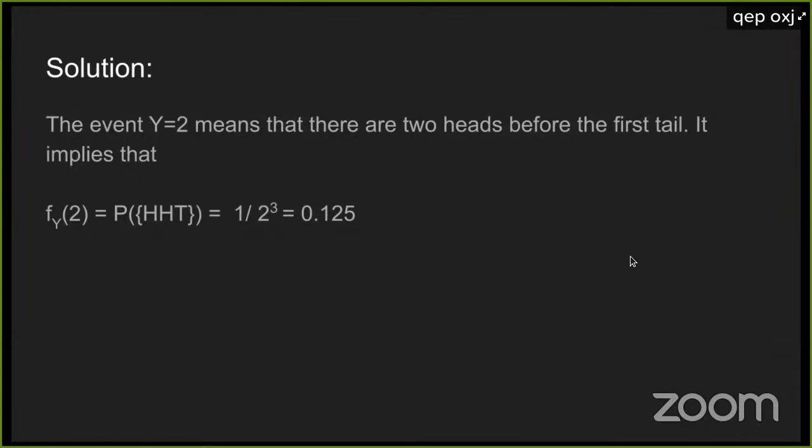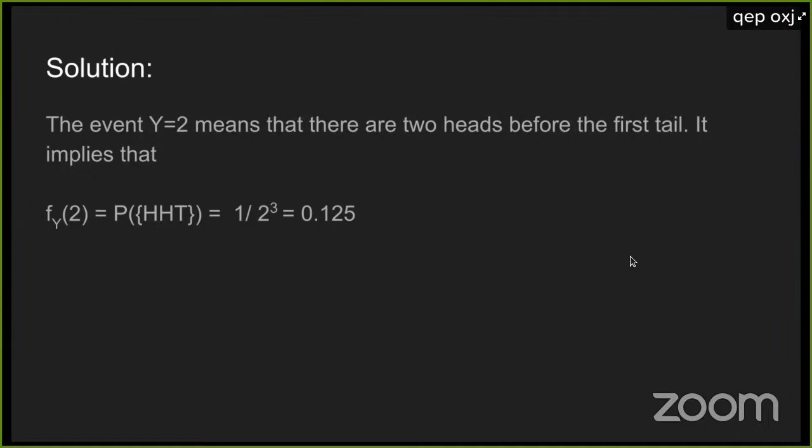What is the event y equals 2? That means you will get two heads in the first two tosses and a tail on the third toss. So to find the probability, I know the probability of getting a head on the first toss is half, getting a head on the second toss is half, and getting a tail on the third toss is half. So it's 1 by 2 cube, which is equal to 1 by 8, which is 0.125.